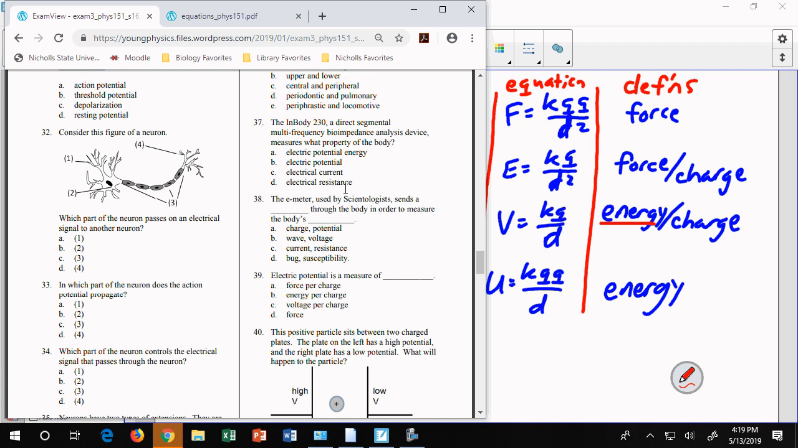The E meter and the N body are both very similar. They measure resistance. Sometimes I like to say things just to confuse you, because I've been telling myself this is wrong. Okay, so they both measure resistance. They use current. They send a current through you, but they use it to measure resistance.